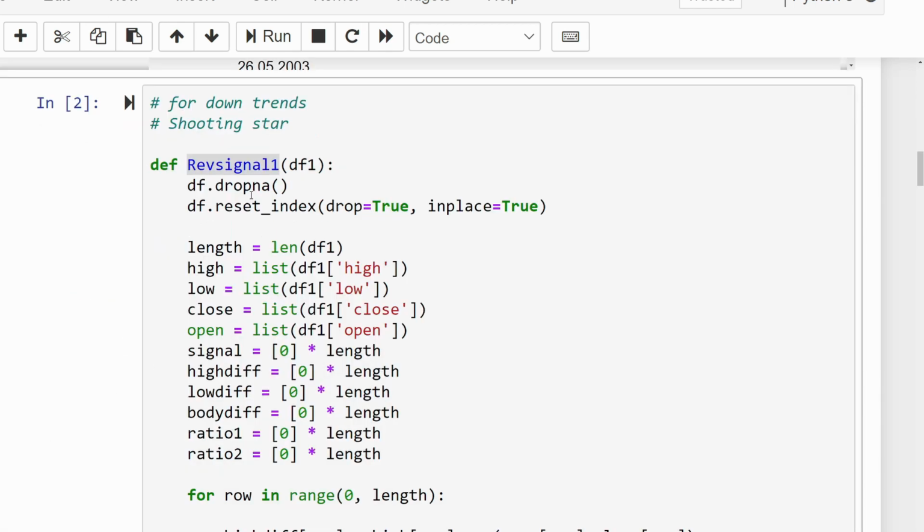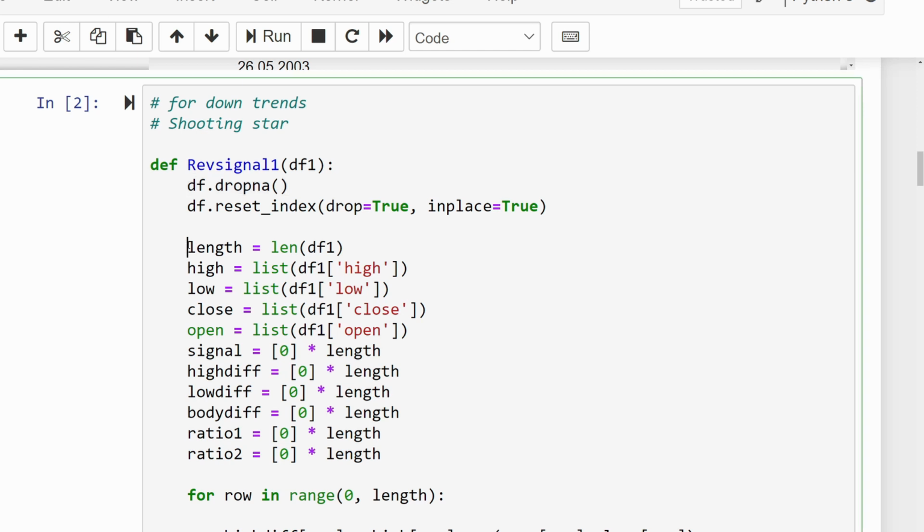Then we will define a function that takes a data frame and provides back a signal, if it's a buying signal or a selling signal, according to the candlestick patterns. In this function, we will test for one single pattern, which is the shooting star, or the hammer, if you want to check the buy signals. So at this stage, we have to reset our index, because when you drop the NA rows, the index will not be consecutive numbers anymore. So we have to do a reset.